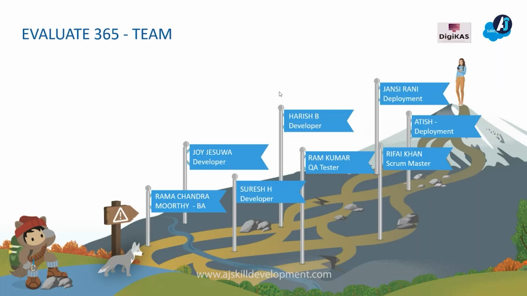Let's get started. The first slide represents the team. We are an 8-member team. The first one is Ramachandra Murthy, myself, a business analyst. There are 3 developers, Joy, Jeswa, and Suresh. Harish and Ramkumar will be QA testers. Jan, Sirani, and Atish look after deployment, and Rifaikon is our Scrum Master.